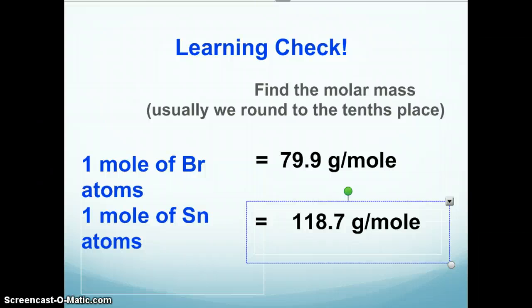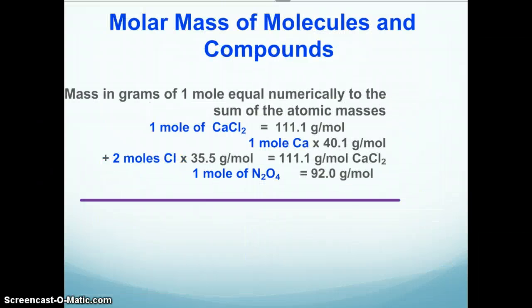I'm going to skip over this. For example, here's what I'd like to talk about. We want to know the molar mass of calcium chloride. The way we get that is just to sum up all of the components, and then we get the molar mass, in this case the formula weight for the compound.